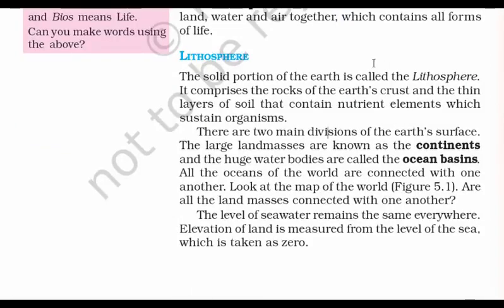Now let's read about lithosphere. As we read, the solid portion of the Earth is called lithosphere, and it is also nothing but the Earth's crust. So if you see, Earth is divided into three layers. The innermost middle layer is called the core, where you will find lava, and above that you have the mantle, and then you have the crust. So lithosphere is nothing but the crust.